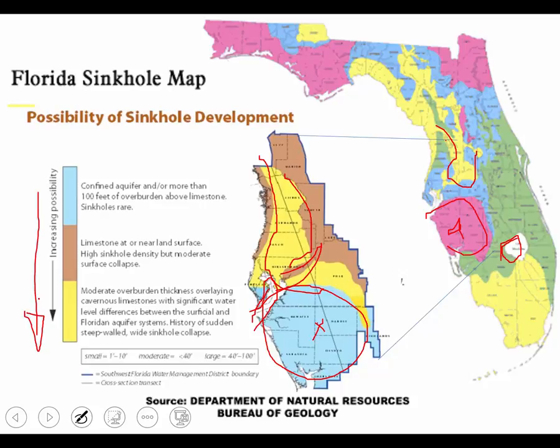steep collapses. Okay, so thickness of overburden isn't the only factor. You can have none and you have no problem. As it gets thicker, it depends on whether or not it's clay or sand. And then if it gets real thick, it's relatively rare. Okay?